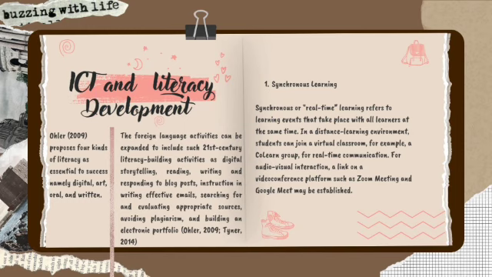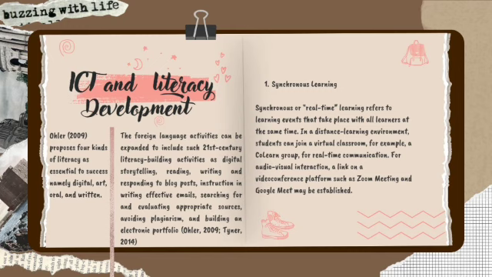ICT and literacy development. According to Ohler 2009, there are four kinds of literacy essential to success, namely digital, art, oral, and writing. Different language activities can be expanded to include such 21st century literacy building activities as digital storytelling, reading, writing, and responding to blog posts. Instruction in writing effective emails, searching for and evaluating appropriate sources, avoiding plagiarism, and building an electronic portfolio.